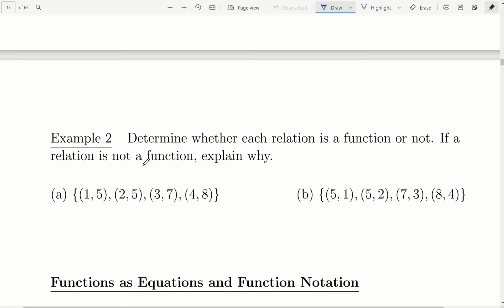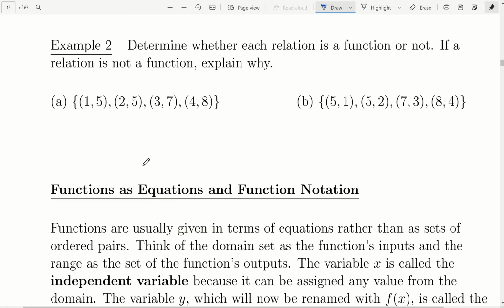Okay. Let's take a look at example 2. They want us to determine whether each relation is a function or not. If it is not a function, explain why. In the first relation, we have (1, 5), (2, 5), (3, 7), and (4, 8). Our domain is 1, 2, 3, and 4. Notice that none of those domain values get repeated. The domain value 1 appears once. Same thing with 2, with 3, and with 4. So this would be a function. So the relation in A is a function.